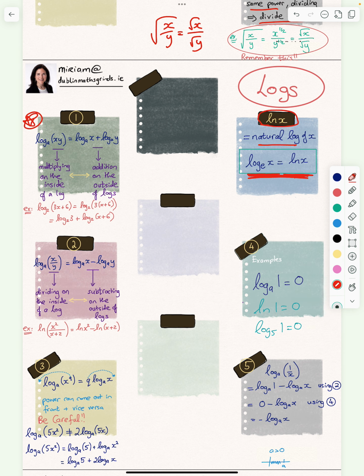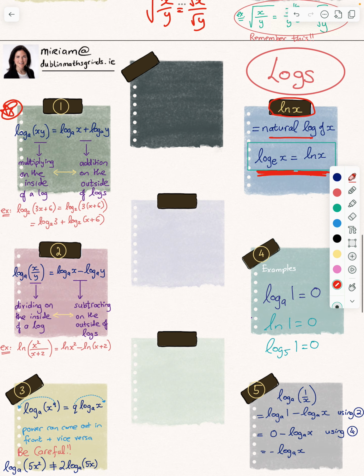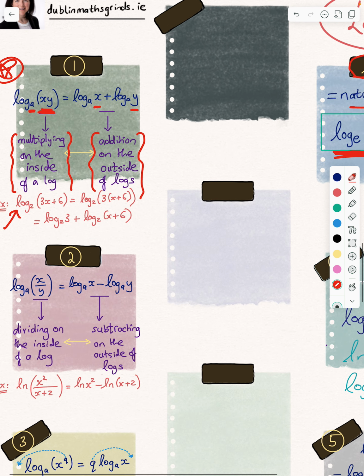So rule number 1 in the middle column, log base a, so this works for any base, x times y is log base a of x plus log base a of y. Okay, how you talk yourself through this is, if you're multiplying on the inside of a log, see the multiplication on the inside? It turns into addition on the outside. So log of something times something turns into log plus log. So for example here, log of 3x plus 6, I can factor out a 3. There is multiplication on the inside, which turns into addition on the outside.